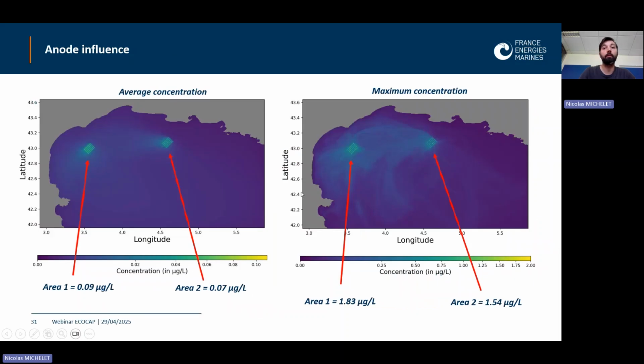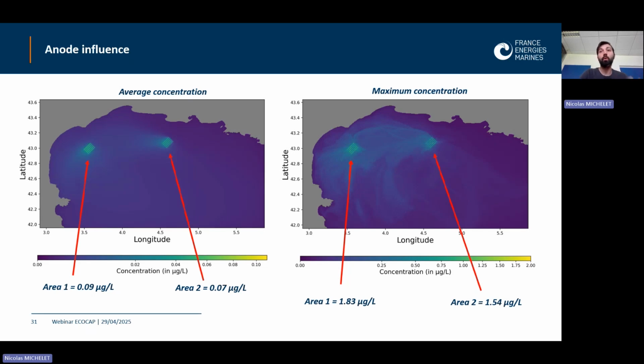Now, if we look at this concentration, the anode influence, we can see on the left part the average concentration on each part. You can see every dot representing every wind turbine, and we can see the average concentration is very low in the domain during the 2 years, about 0.09 microgram per liter for the area 1 part on the west side, and 0.07 microgram per liter on the area 2. But we will look for the predicted environmental concentration.